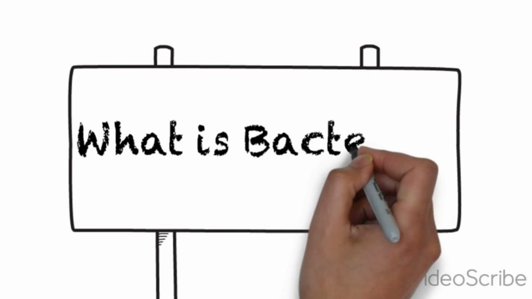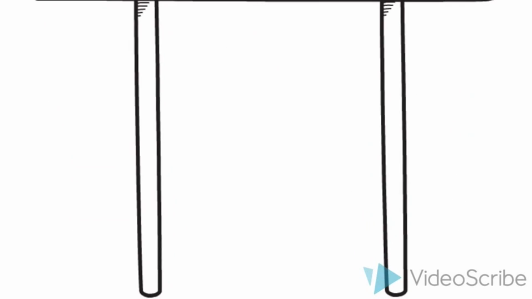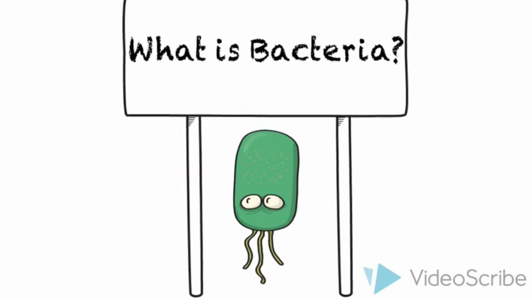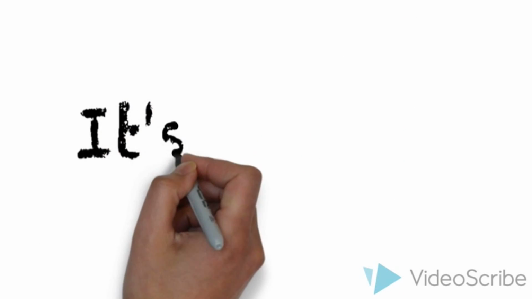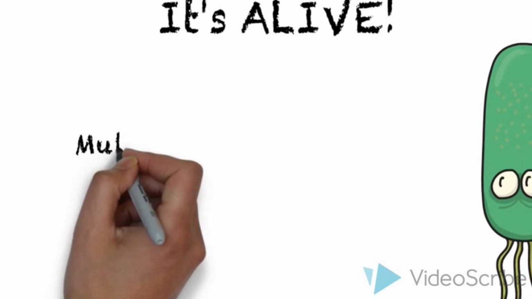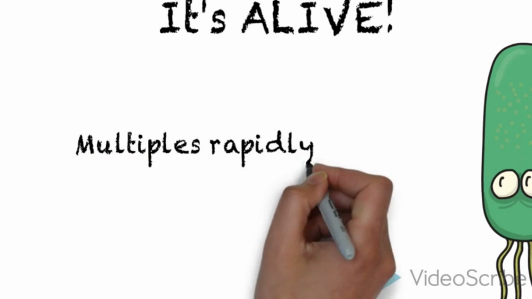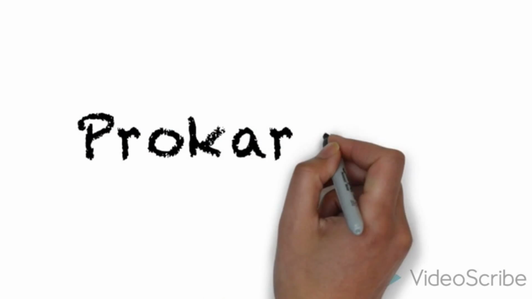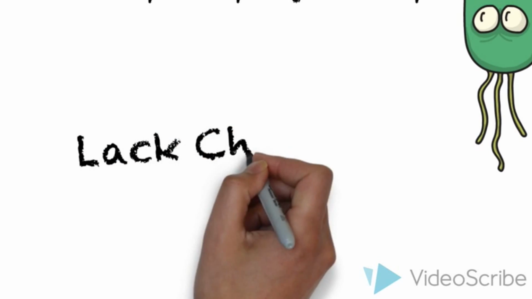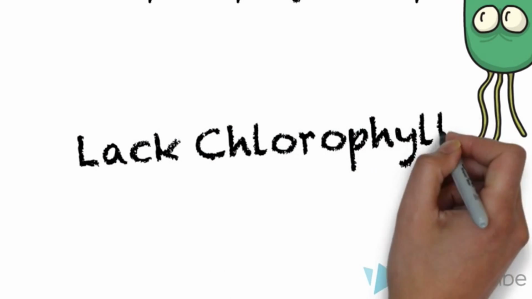So what is bacteria, you say? Bacteria is alive and only has one cell. It is multiplying rapidly and found anywhere in clumps of groups. It is a prokaryote, which means it has no nucleus and lacks chlorophyll.